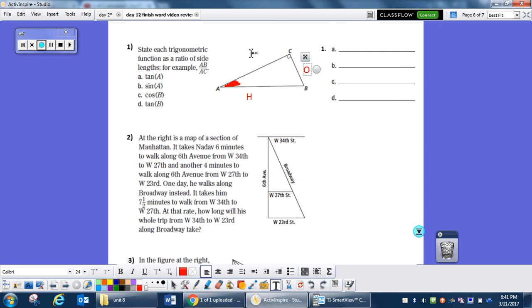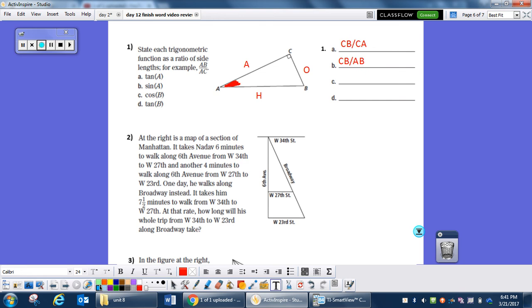So AB is the H, I'm going to make that in red. CB is O, and CA is the adjacent. So the tangent is, if you're looking at your foldable, opposite side over adjacent, so that would be CB over CA. And then the sine is opposite, so CB over AB.